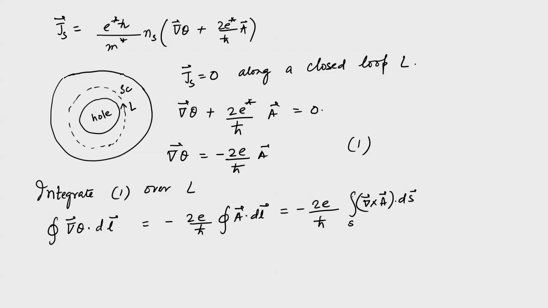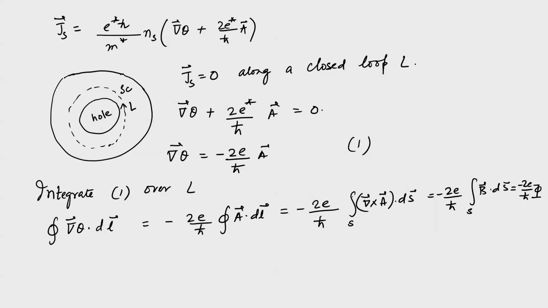Now, since you know that curl of A equal to B, this is equal to minus 2E by H cross, and this is B dot dS, and B dot dS is nothing but the magnetic flux. So, this is equal to minus 2E by H cross and phi, which is called the magnetic flux. Let us write it with a capital phi.